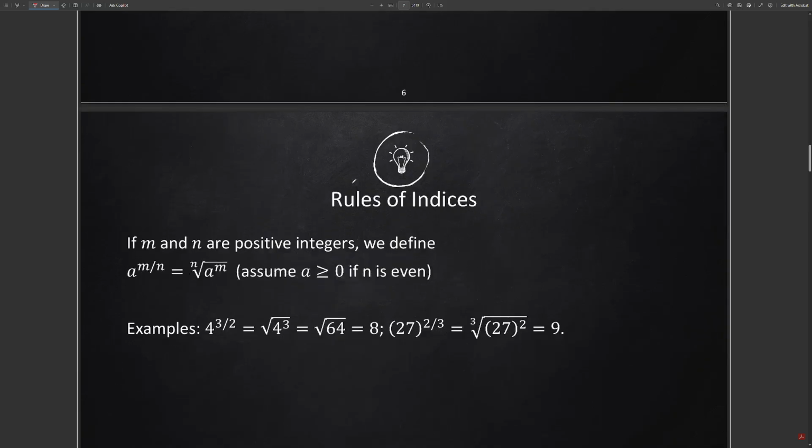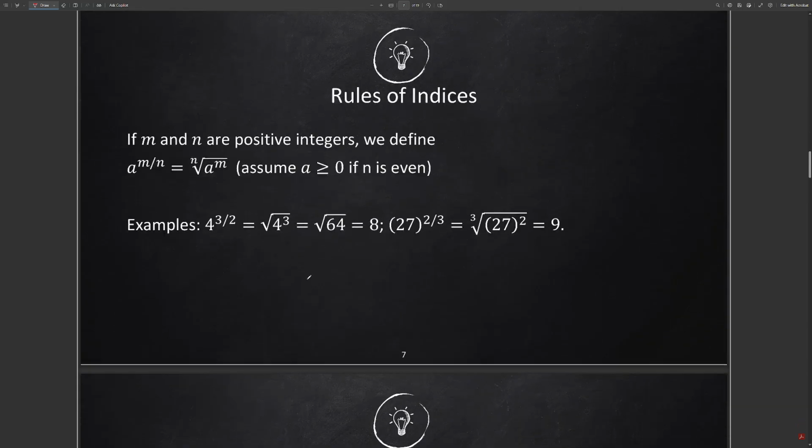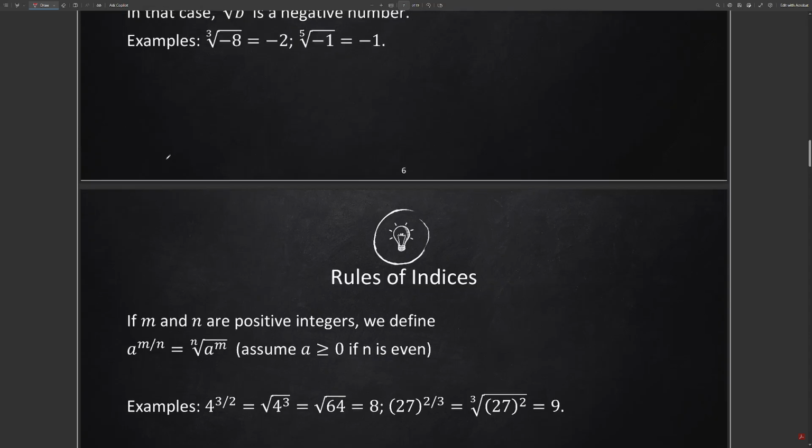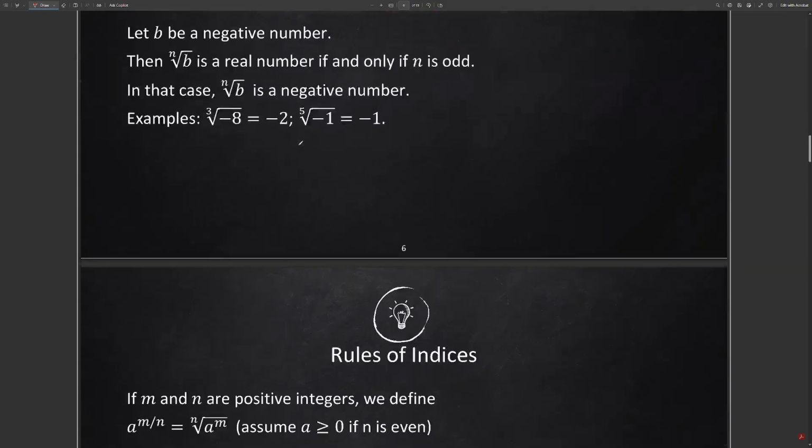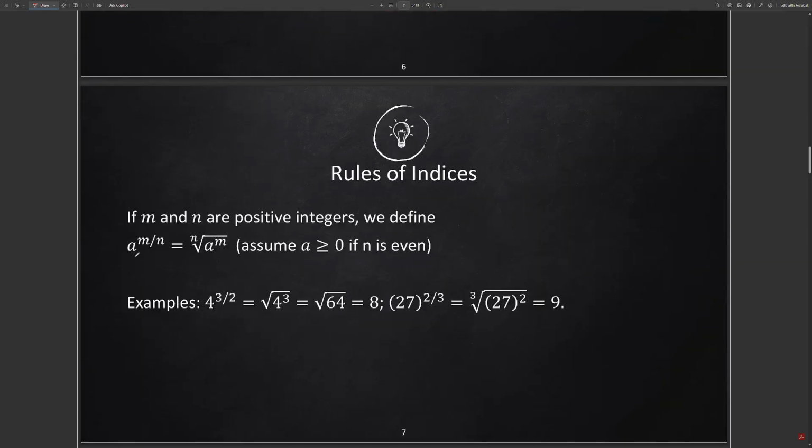And similarly for this example here. More properties. If m and n are positive integers, we define a to the power of m upon n. Now this is different from before. Before, we had b to the power of 1 upon n. Now we have a, or the same b, to the power of m upon n, right? So m and n here could now be two different numbers. And the m, the numerator, always goes inside, and the denominator always goes outside for the nth root.